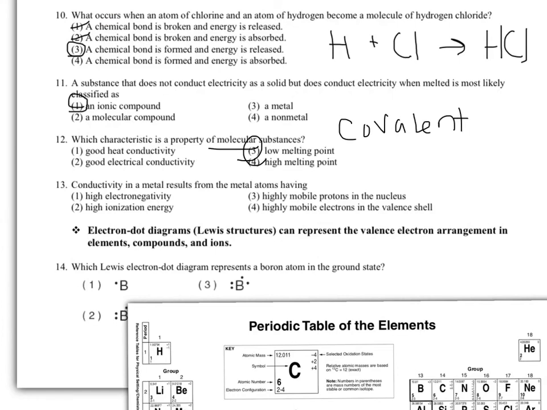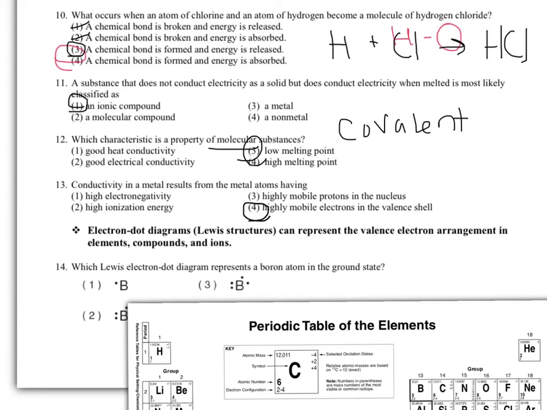Now, conductivity of a metal always results, and all conductivity results in mobile electrons. So choice 4 is the best choice. Metals have very low electronegativities, low ionization energies, and protons never contribute to electrical conductivity.